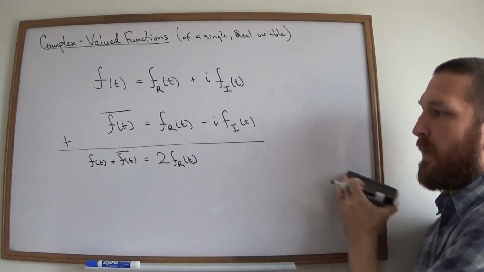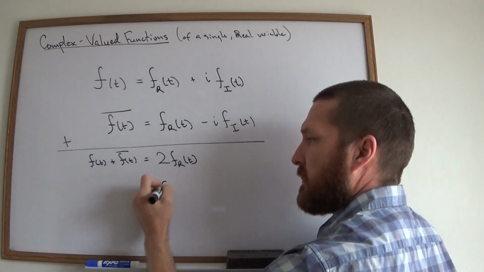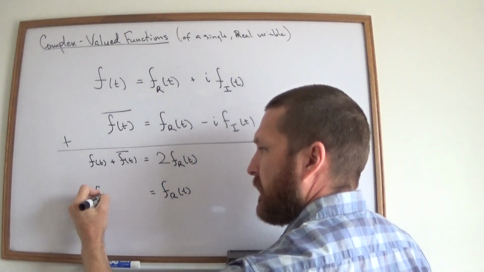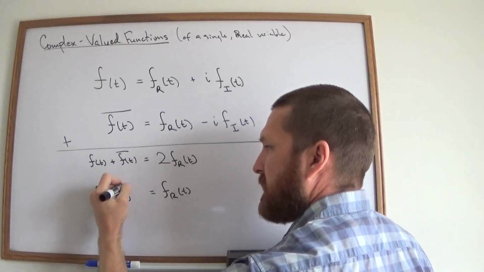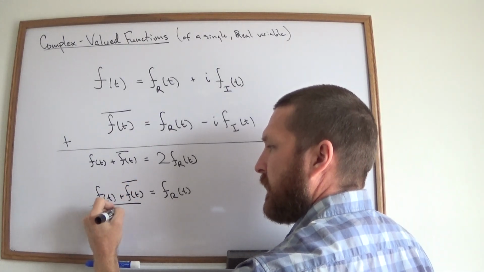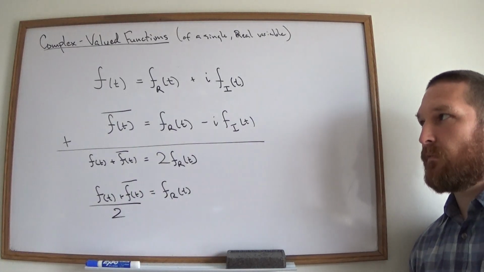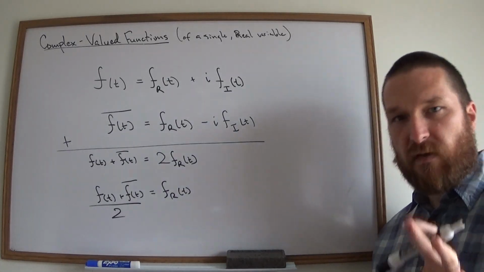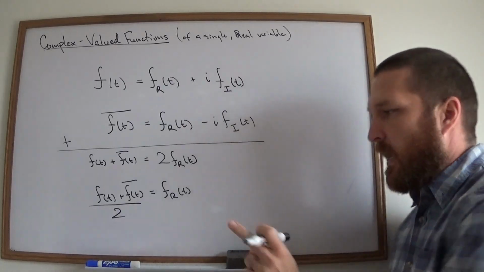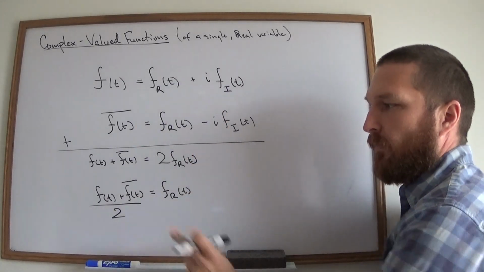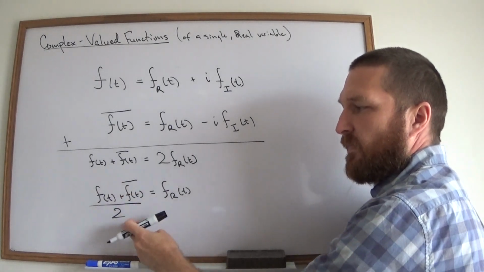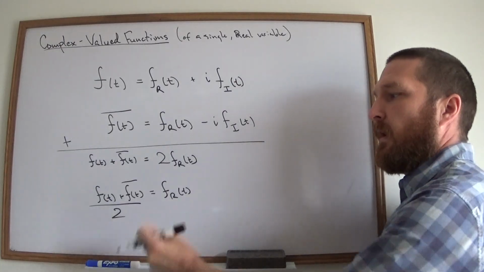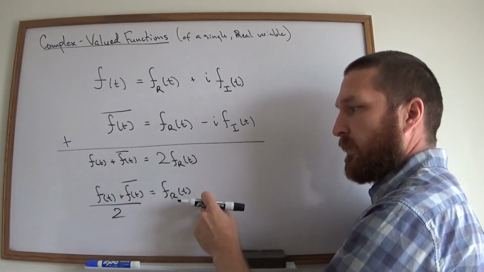Big fat 0, not even going to bother writing it. Now, watch this. The real part of f is the same thing as the average of the original function with its conjugate. So if you give me any complex valued function, I could get its real part by adding it with its conjugate and dividing by 2, or taking the average of the function itself with its conjugate, and I get just purely the real part.